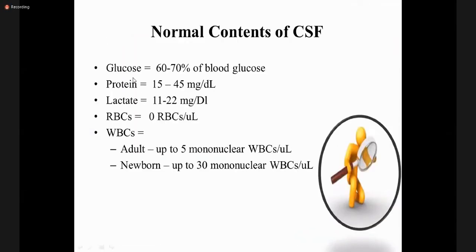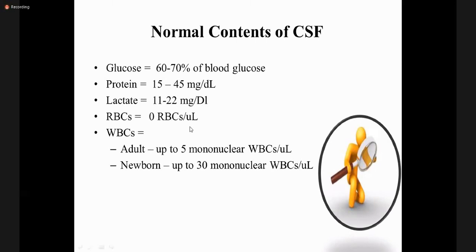What are the normal contents of CSF? Glucose, which is 60 to 70% of blood glucose levels. This changes according to the blood sugars. If blood sugar is 500, then according to that, 60 to 70% approx, you can find 200 or 300 milligram in the CSF. Or if the blood sugars are low, like 60, then what is 60% of 60? Then you can find 35 to 40 milligram of glucose in CSF.